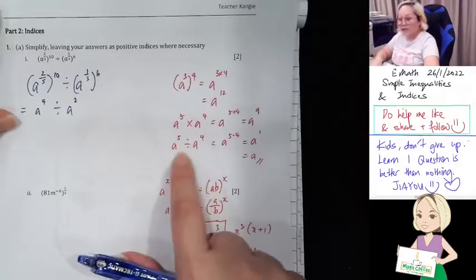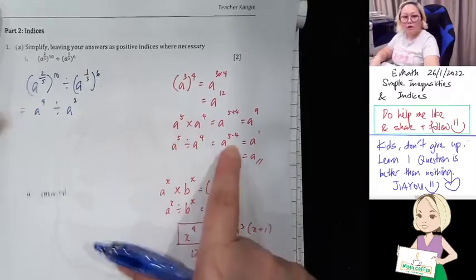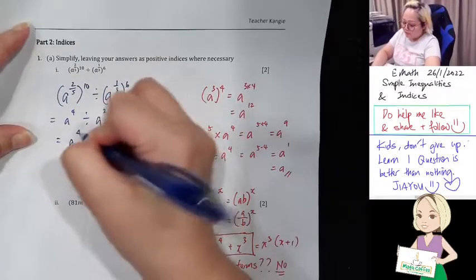Then come back to here, you see this? I say same base divide, you minus the power. So that means this is a to the power of 4 minus 2.